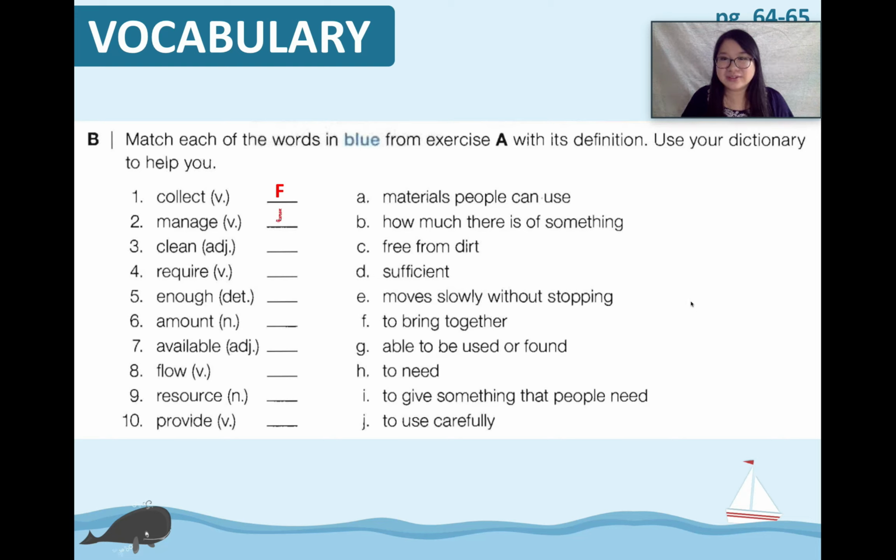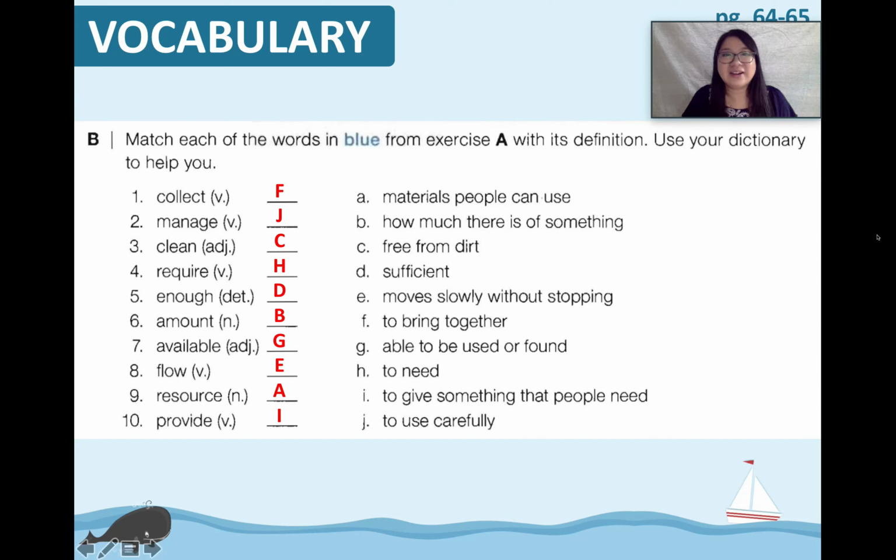Number 2, J, to use carefully. Clean, free from dirt. Require, to need something. Enough, sufficient. Amount, how much there is of something. Available, able to be used or found. Flow, move slowly without stopping. Resource or resource, materials people can use. And provide, to give something that people need.